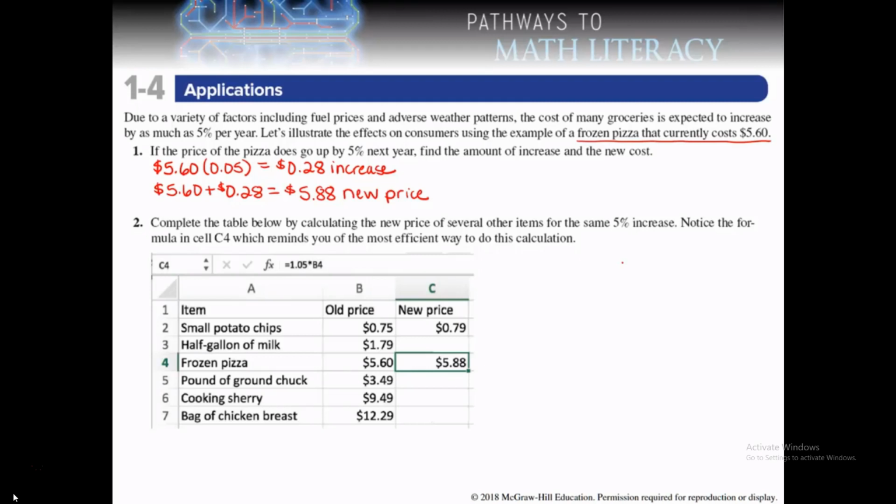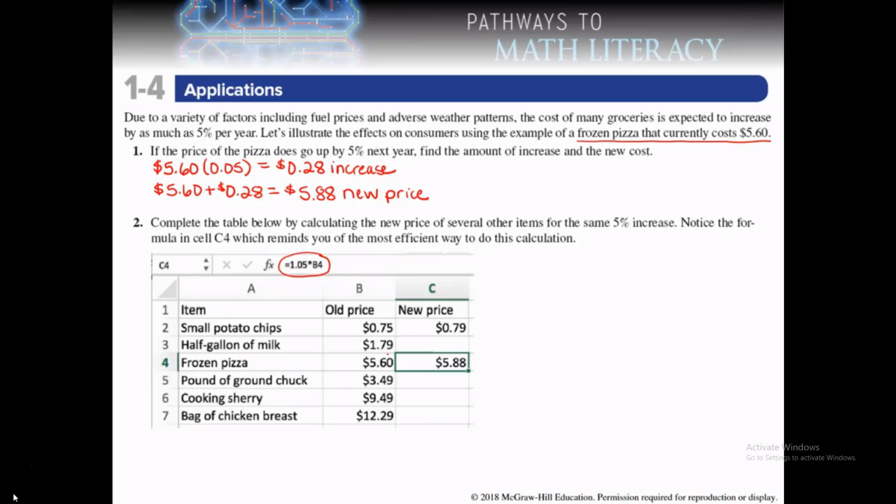So in number two, we're going to complete this table by calculating new prices of several items with a 5% increase. There is a reminder, however, that there's a more efficient way to do this calculation. Instead of calculating the 5% and then adding it on to the original price, we can multiply the original price by 1.05, and that will give us the new price in one step. So we'll go ahead and do that. Potato chips is already done.